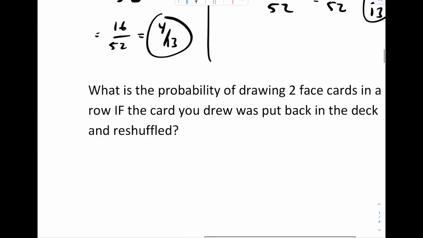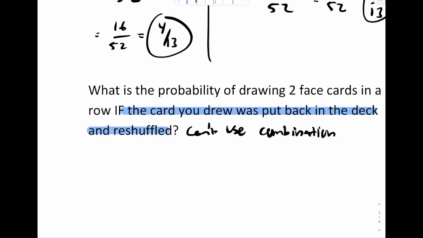Now here's the last one. What is the chance of drawing 2 face cards in a row if the card you drew is put back in the deck and reshuffled? So this is super important. If the cards are reshuffled, that actually changes everything. At this point, you actually can't use combination, unless you do some pretty crazy things, like some fancy techniques. Once you put the card back, everything changes. All the probabilities reset, which means you keep it simple and just use slots.